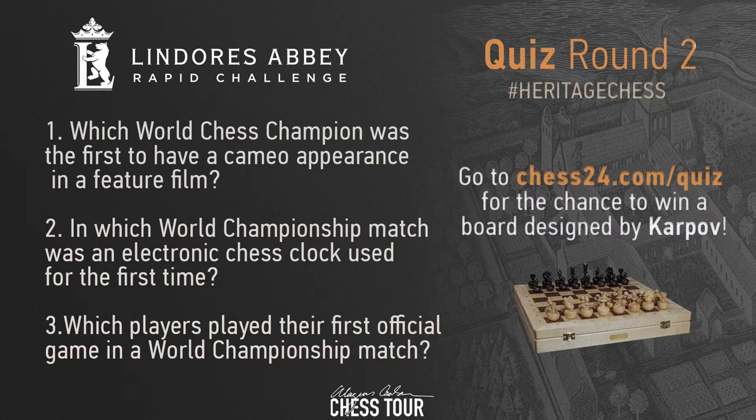There you have it. These are the three questions for today. Which world chess champion was the first to have a cameo appearance in a feature film? In which world championship match was an electronic chess clock used for the first time? I think that's the most Googleable question out of the three. We could make a guess. Peter, do you remember when electronic clocks started taking over the scene? I would guess like mid-90s somewhere, no? Yeah, but when exactly, it's very hard to define. Was that maybe Karpov versus Kamsky in 96? Karen would say for sure, but I was thinking earlier, like Kasparov, Karpov, Lyon, New York, 90.